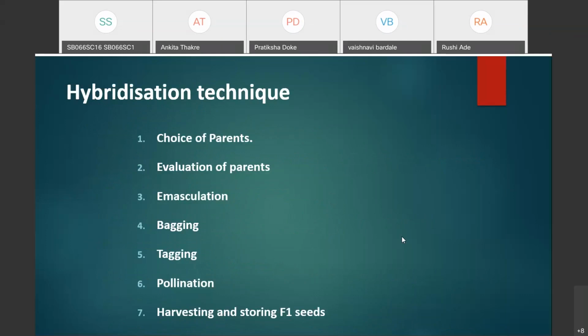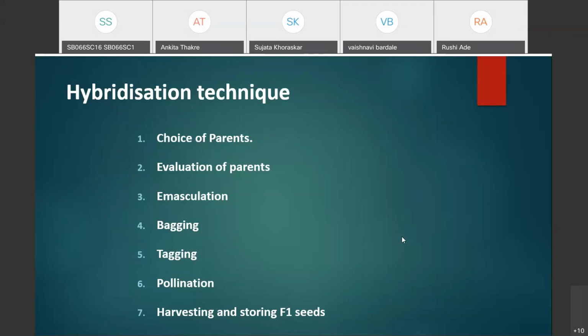Today we are going to discuss the hybridization technique. Here, crossing or mating of two plants having dissimilar genotype is carried out in seven steps. The first step is the choice of parents, the second is the evaluation of parents, the third is emasculation, fourth bagging, fifth tagging, sixth pollination, and the last is harvesting and storing the F1 seeds. The hybridization technique is a seven-step process.